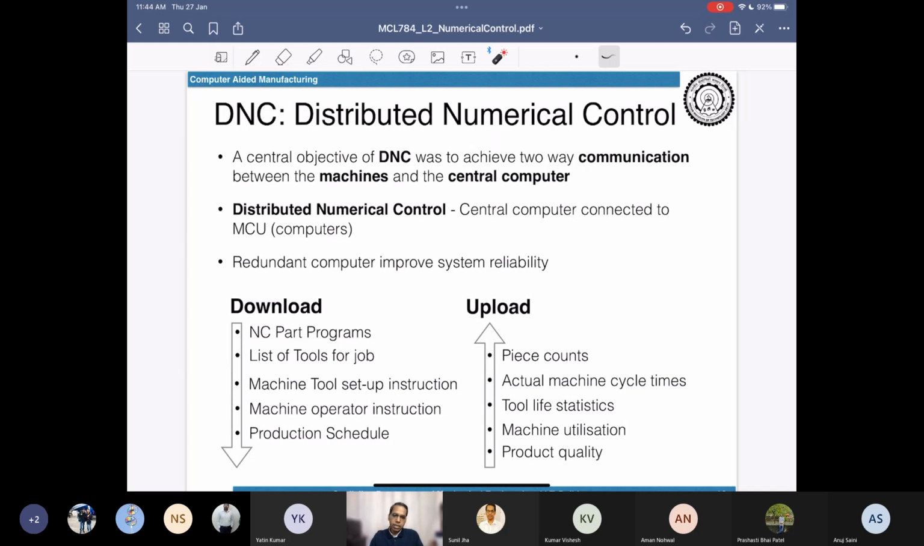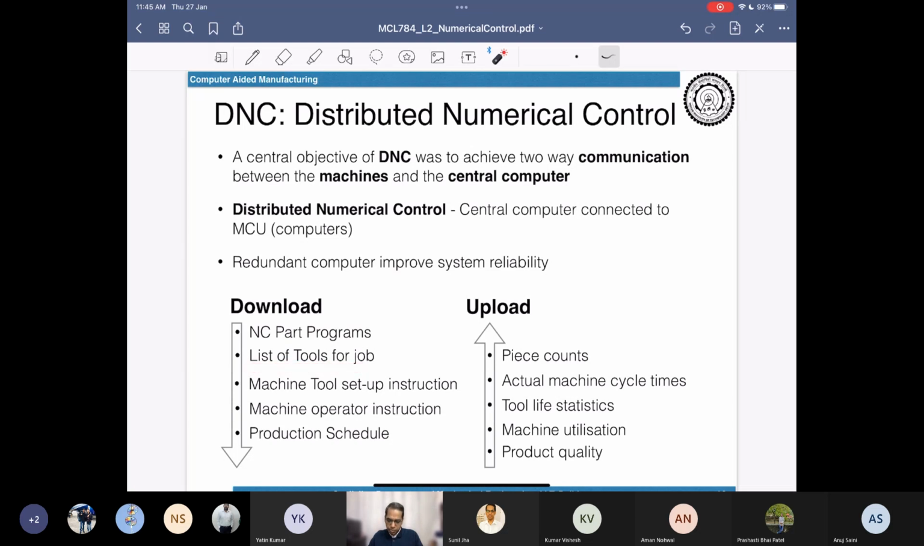So now he need not even select the program. He has to just select the job instruction. If he has to execute the program for a particular part that is being scheduled by the manufacturing scheduling, he can just look at those instructions and select the program. It will download the program at the same time from the main server. So NC part programs can be downloaded, along with what all tools are required for this job.